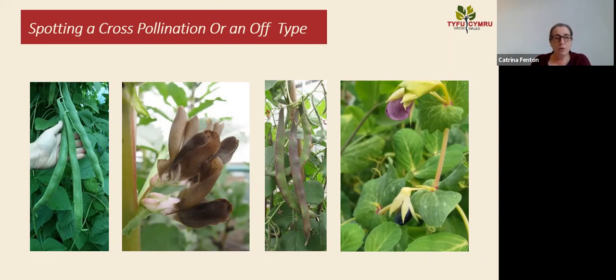And of course, I'm talking here about spotting cross-pollination or an off-type. When I'm talking about spotting cross-pollination, I'm talking about the seed that you had in your hand at the start of the growing season. You may have received it from somewhere else, you may not have grown it previously. So you're having to make a judgment call on whether maybe that seed had already cross-pollinated as you're going through this growing process.